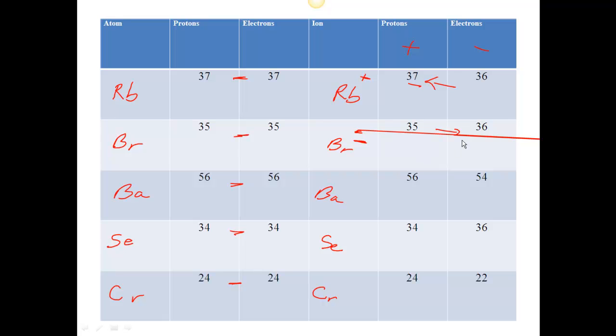How about barium? Barium, I have more positives, but this time I've got 2 more positives, so that's going to be a positive charge, but it's going to be a 2 plus, because I've got 2 more. Similarly, selenium is going to be a 2 minus, because I have 2 more electrons, I have more negatives. And here with chromium, I'm going to go towards the positive side because I've got 2 more positives. So that's going to be a 2 plus.